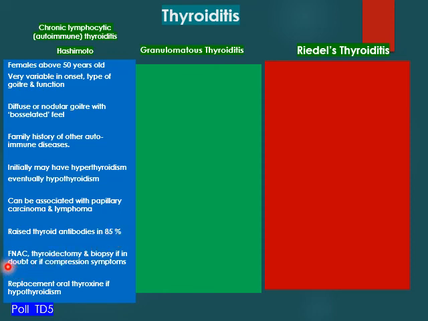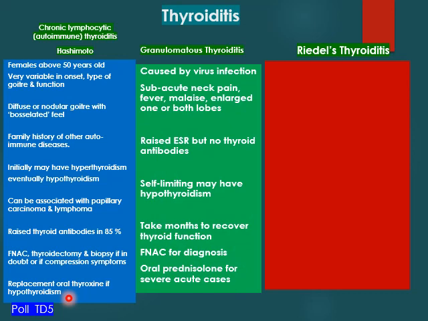Diagnosis is by FNAC, and treatment is thyroidectomy and biopsy. And if in doubt, do a biopsy before the surgery. This has to be followed by replacement oral thyroxine if the patient is hypothyroid.